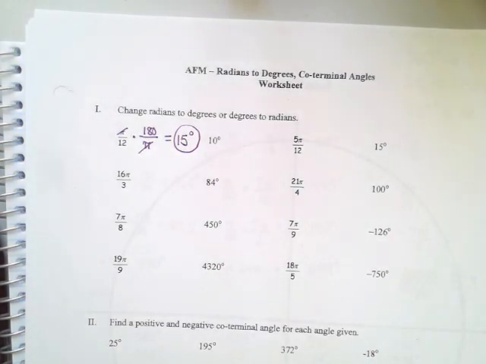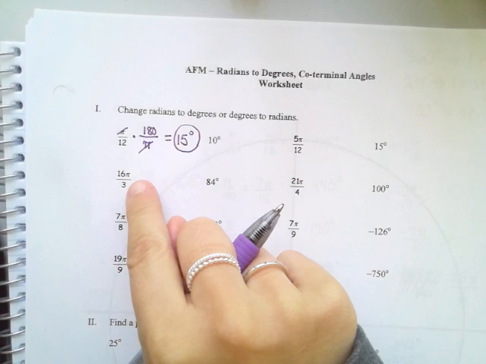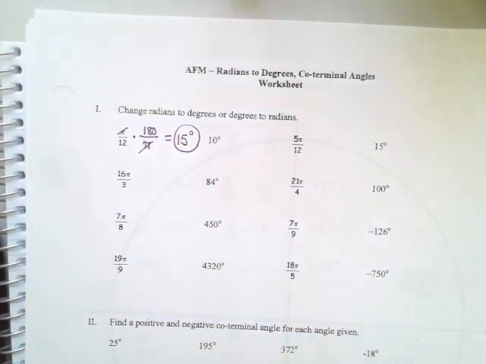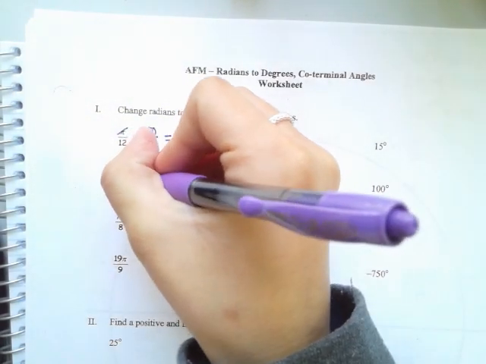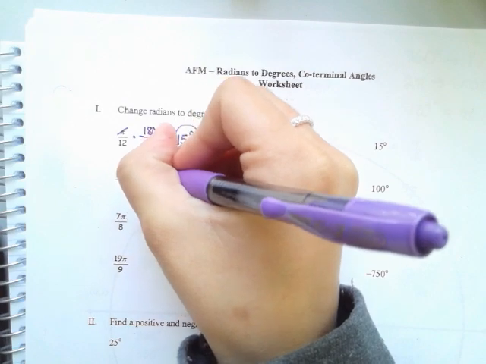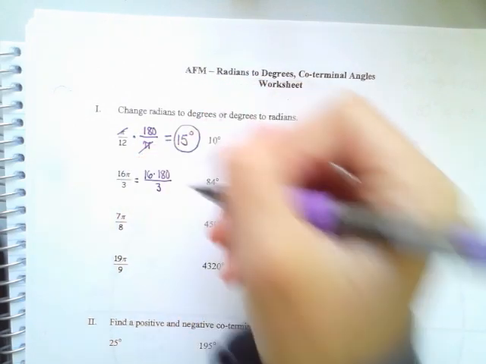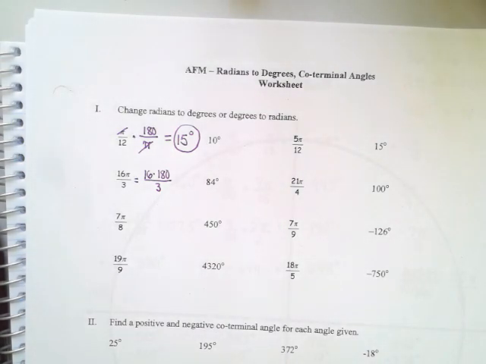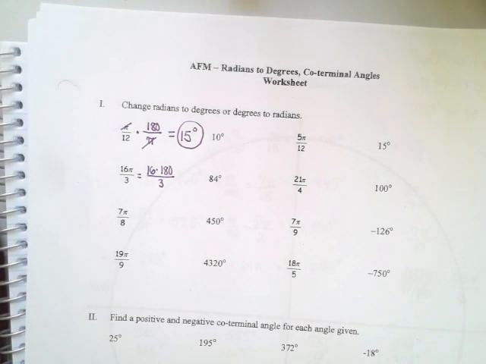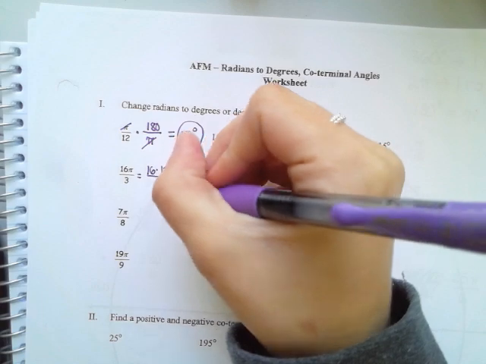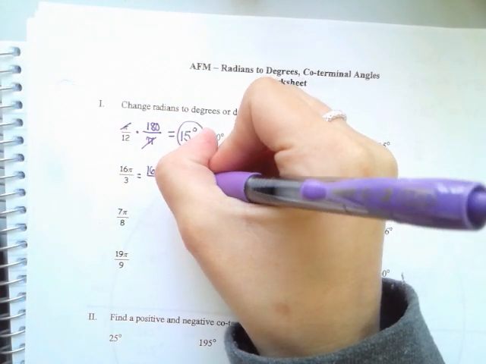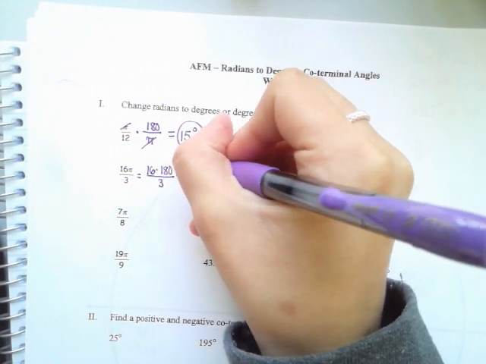The other way that you can convert these, just to save a little bit of space, is anytime that you see a pi, you can replace that with 180. So for this one, 16 times 180 over 3. Because the pi's are just going to cancel out at the end of this anyways, so if you want to just convert it that way, you can. And that gives us 960 degrees.